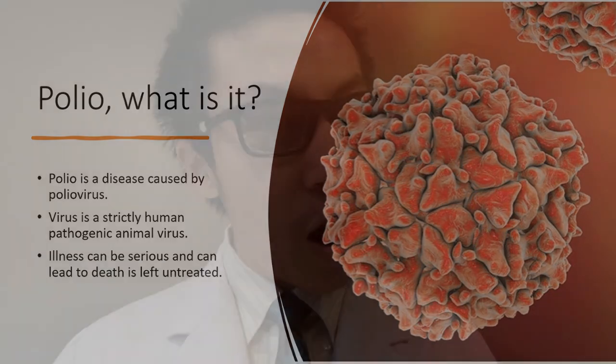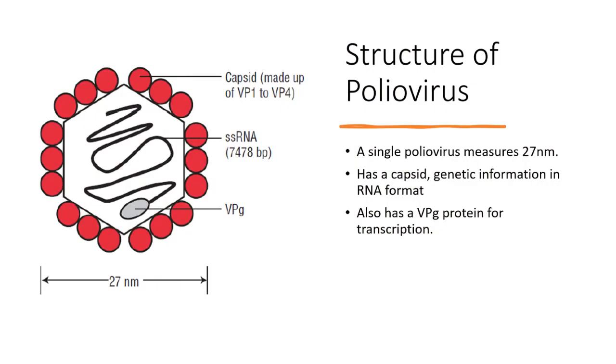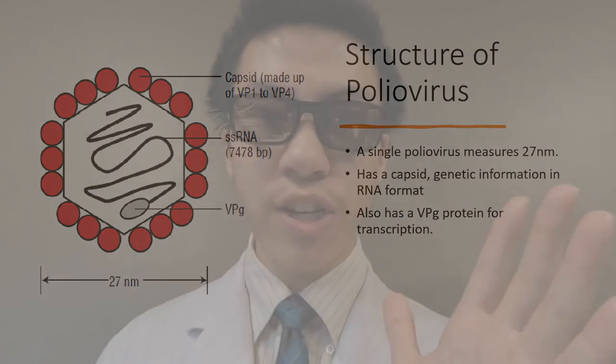The structure of the poliovirus is spherical in shape, and it measures 27 nanometers in diameter, which is very small. Just like many other viruses, polio has a capsid and its genetic information. Polio's genetic material is an RNA strand attached to a VPG protein, which is a viral protein that is essential in the transcription from RNA to DNA.